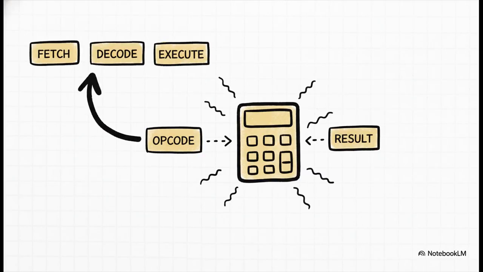And finally, execute. The instruction gets carried out. If it's math, the ALU jumps in. If it's moving data, another part takes over. And the second it's done, boom! The whole cycle starts right back over again, billions of times, every single second.